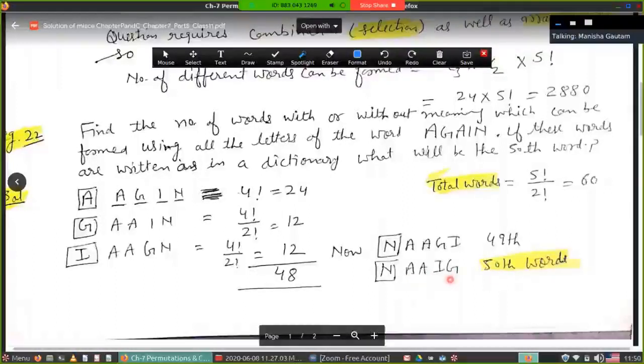Sometimes it is written in the question, find out the rank of the word NAAIG, or any other word can be given. Rank means what? You have to find out the position and place of the word. Here the place of the word is 50th. This is the 50th word.